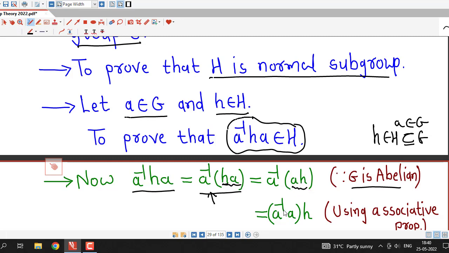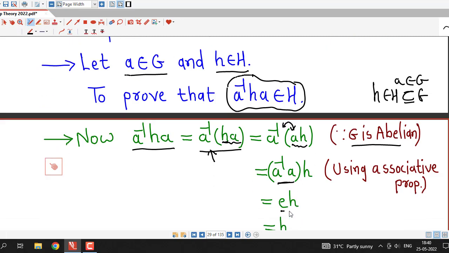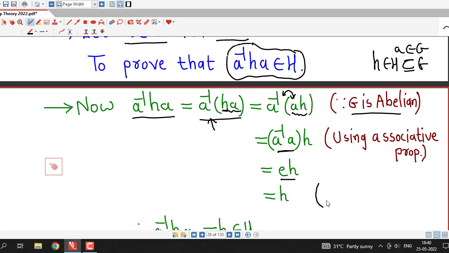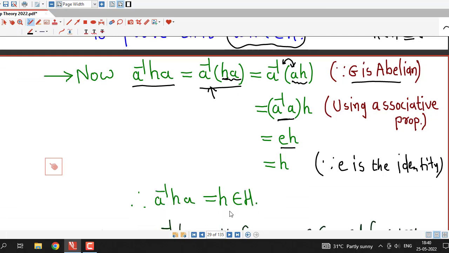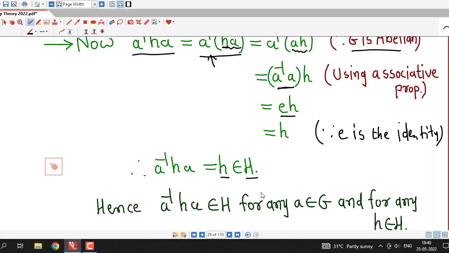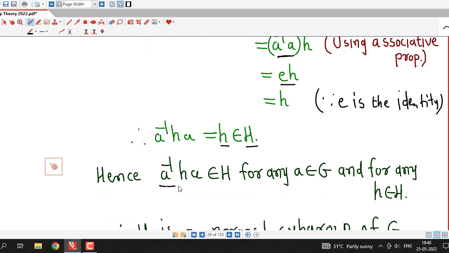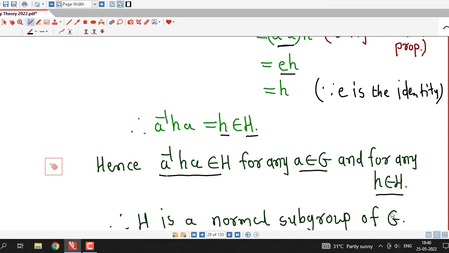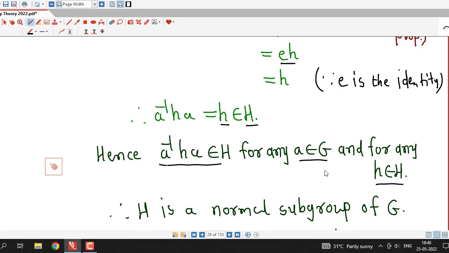Now again using the associative property we combine these two, A inverse A in one bracket, and we write h outside, and this is identity. So we have e into h, and that is equal to h because e is the identity element. So we have shown that A inverse h A equal to h, and h is an element of capital H. Therefore A inverse h A belongs to H for any A belongs to G and for any h belongs to capital H. Therefore H is a normal subgroup of capital G.